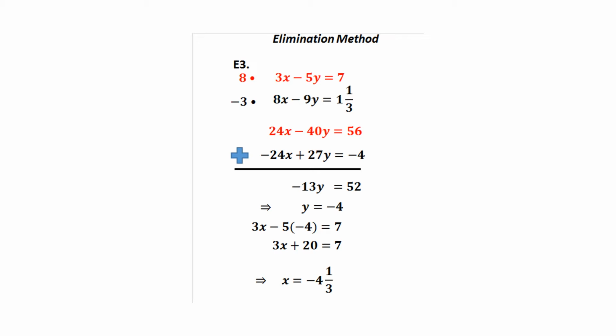Okay, now if we go back to the top red equation, we would have 3x minus 5 times a negative 4 is equal to 7. That's negative 5 times negative 4 is positive 20. Move it to the other side, so 3x is equal to negative 13. And if you divide 3 into negative 13, you get a negative. 3 goes into 13 4 times. You get 1 left and 1/3, so x is equal to negative 4 1/3.